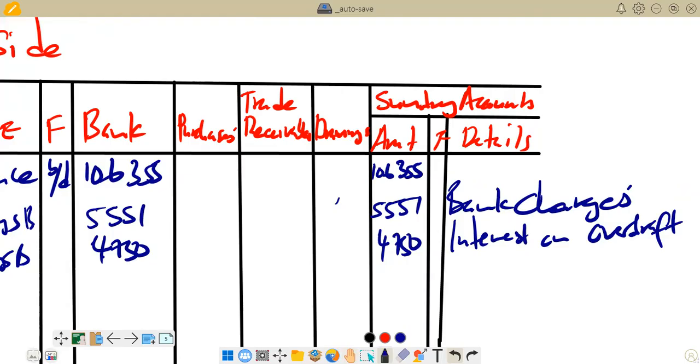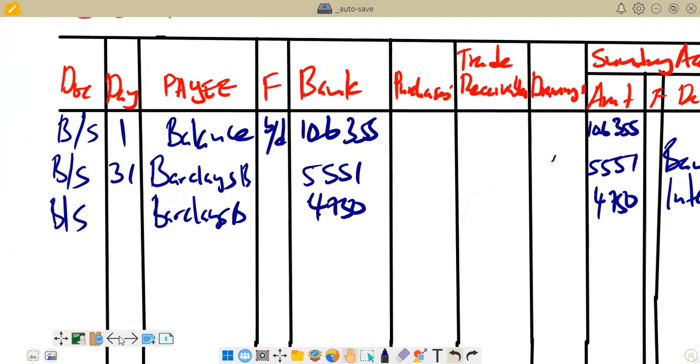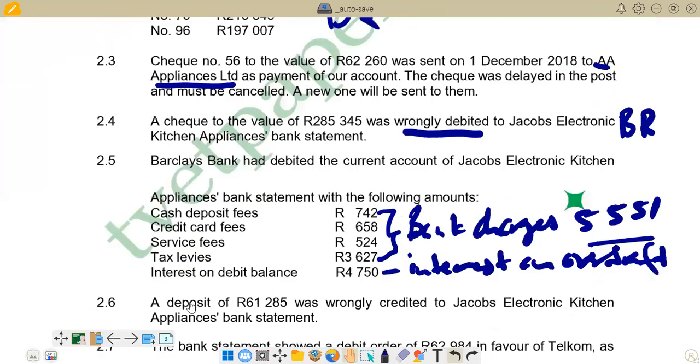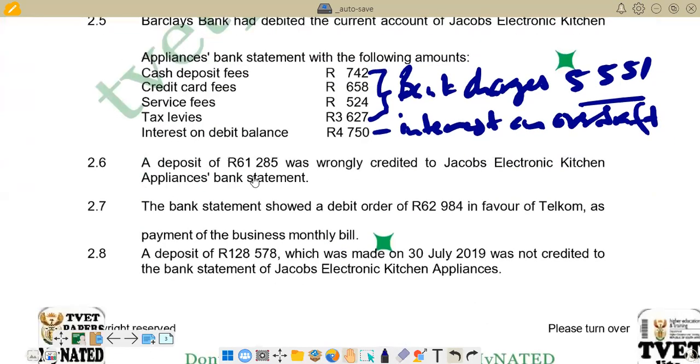Then we can go and check now the next item that we have in the question. So from interest on overdraft, the next item is 2.6. And they are saying that 2.6 reads: a deposit of 61,285 was wrongly credited to Jacob's Electronic Kitchen Appliance bank statement. So this is an error that is affecting the bank statement.